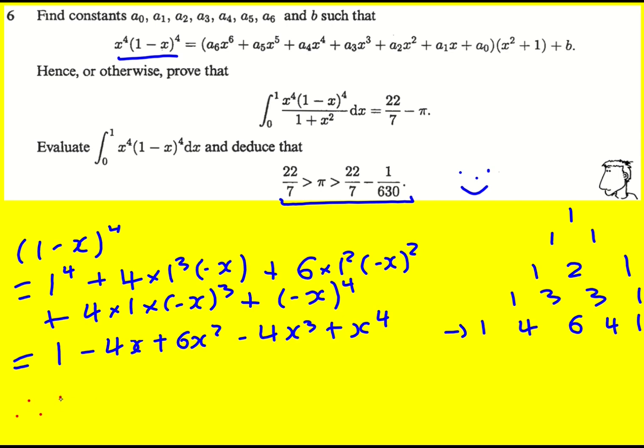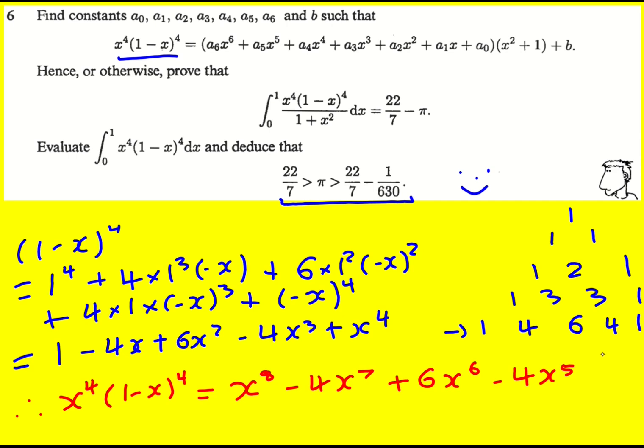And therefore, x to the 4 times 1 minus x to the 4 is going to be, let me write it in reverse order now. So it's going to be x to the 8 minus 4x to the 7 plus 6x to the 6 minus 4x to the 5 plus x to the 4.